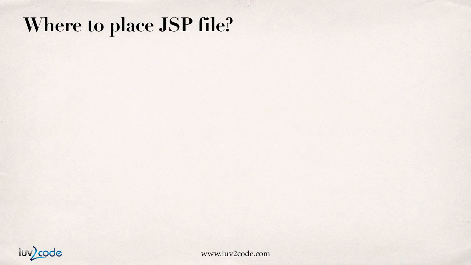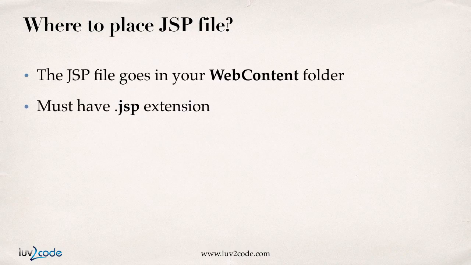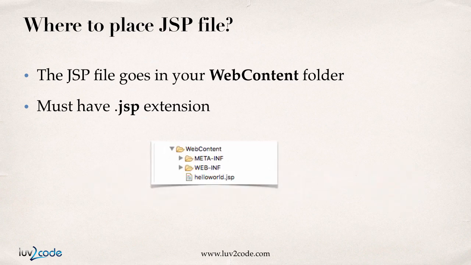Alrighty, so next, well, where should we place the JSP file? Well, the JSP file goes into your web content folder. So you create a new Eclipse project, they have a web content folder, you place the file there. The one requirement is that the JSP file must have a .jsp extension. So here's an example we have on the slide, web content, hello world.jsp.